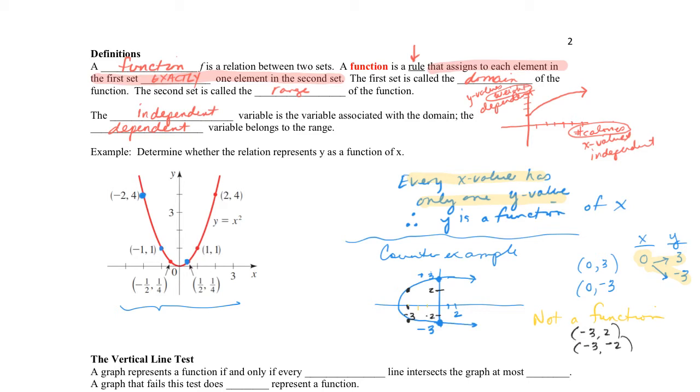And so again, my x value is -3, but it maps to two different y values. So again, this is not a function.